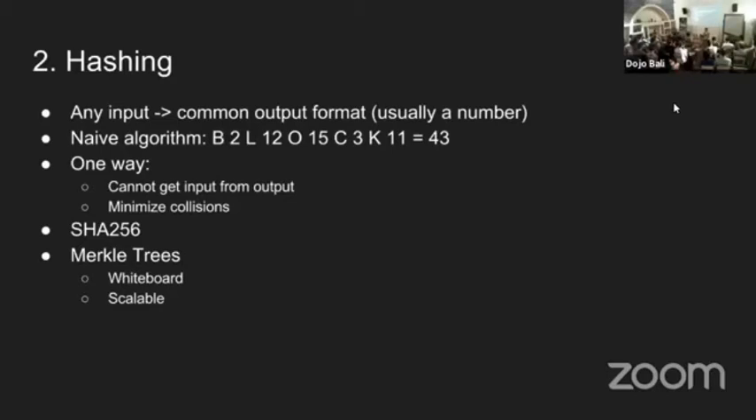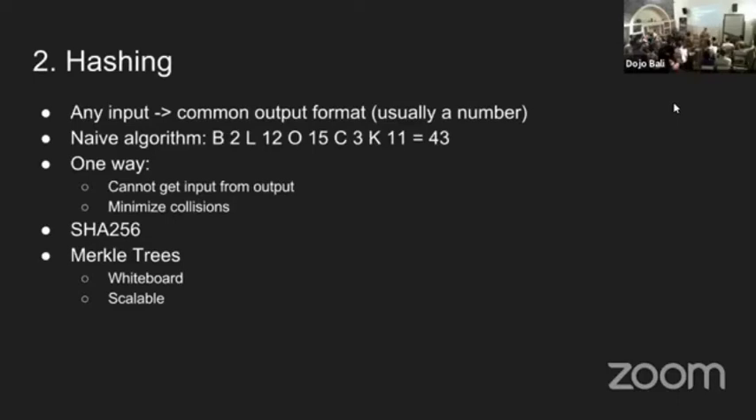A very easy way to explain this is by a naive algorithm that does it through turning a word into a number. If we look at the word block, B-L-O-C-K, B is the second letter of the alphabet, so we give it a value of 2. L is the 12th letter, we give it 12, and so on and so forth. We add all the letters together, we get 43, which represents the word block. 43 in our algorithm is the hash of block. So in Bitcoin, we want something a little bit better than that.